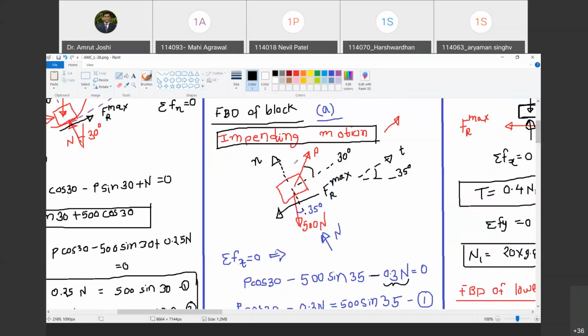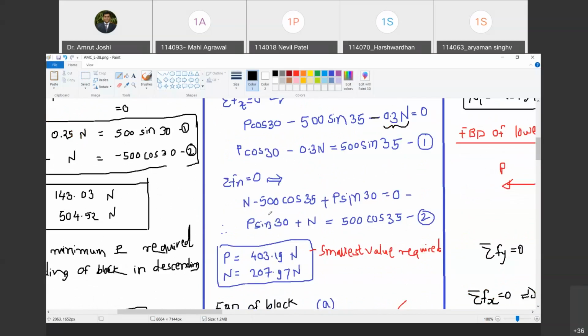So let us apply summation Fn equal to 0. P sin 30. Happy? Yes, sir. Minus 500 cos 35 plus N equal to 0. P sin 30 minus 500 cos 35 plus N equal to 0. Happy? Yes, sir. Do the same trick. Constants on the other side, unknowns on one side. P sin 30 plus N is equal to 500 cos 35.